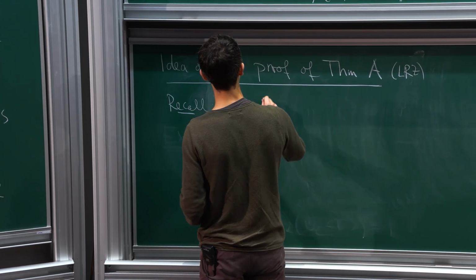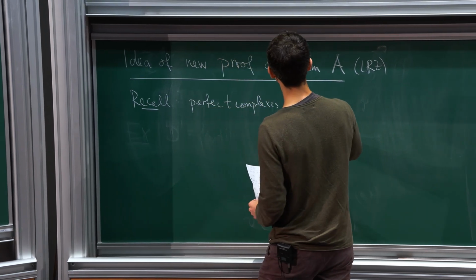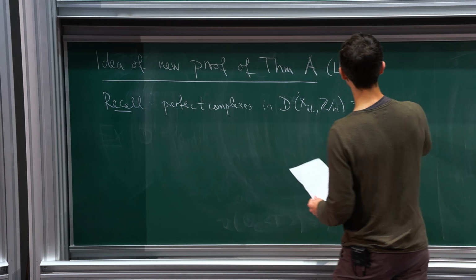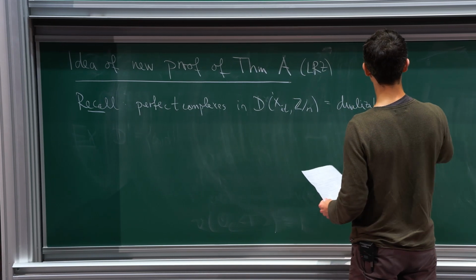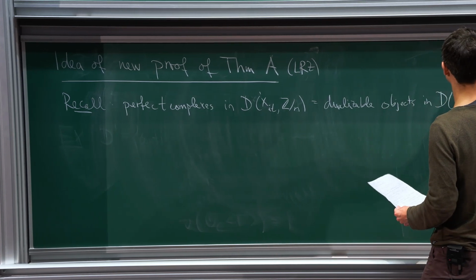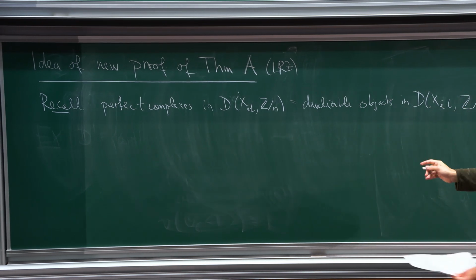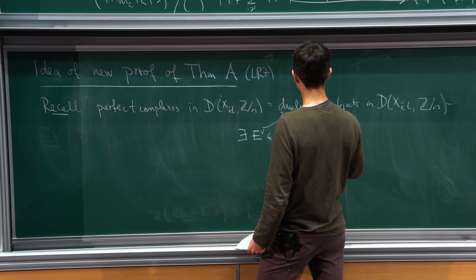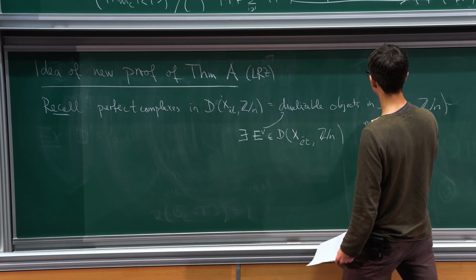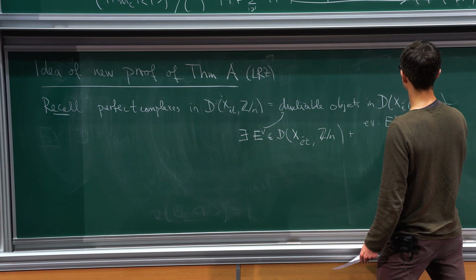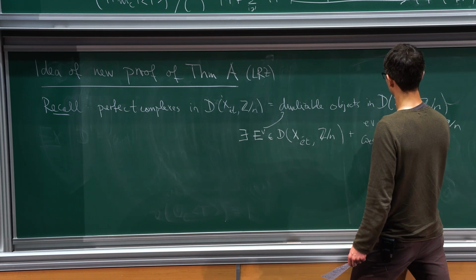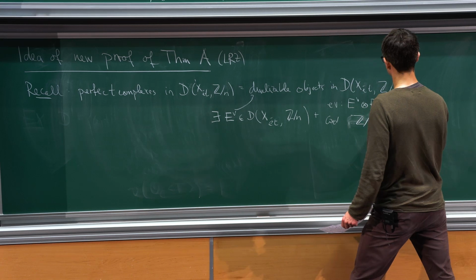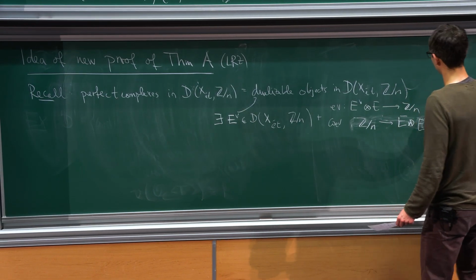perfect complexes in the derived category are the same as dualizable objects. So dualizable, recall, this just means there exists a dual object together with evaluation and co-evaluation maps that satisfy some natural compatibilities.